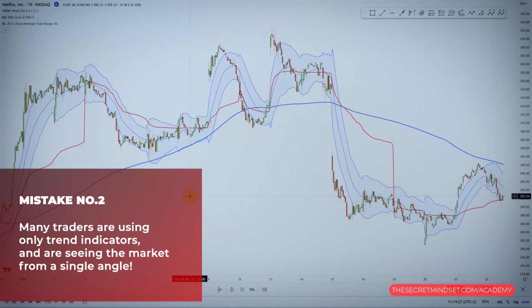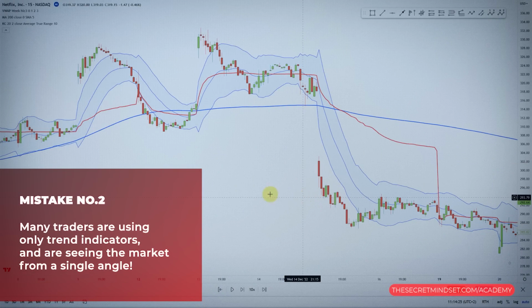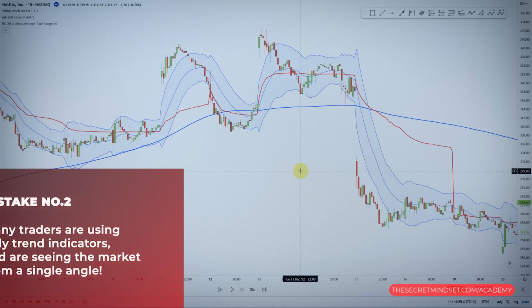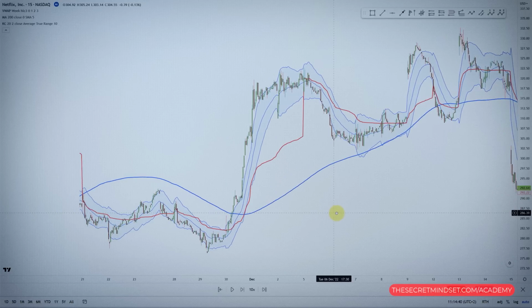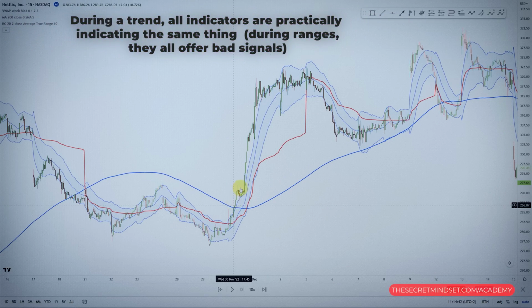Another common mistake is using only trend indicators. This example shows a chart with 3 trend indicators: VWAP, 1 moving average, and the Keltner channels. Again, the goal of these indicators is the same: identifying trend direction. You can see that during a trend, all indicators are practically indicating the same thing. At the same time, during ranges, they all offer bad signals.